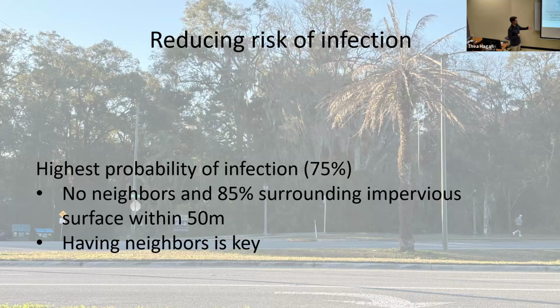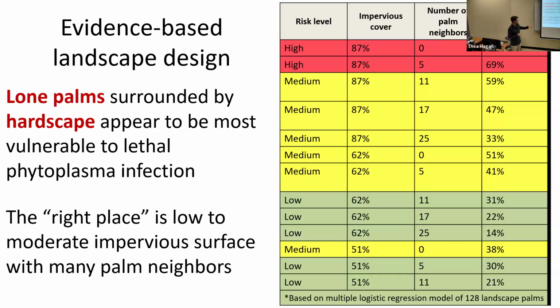So having neighbors is critical for reducing risk of infection. A lone palm surrounded by hardscape seems to be the most vulnerable. So the right place for a palm in Florida right now seems to be low to moderate impervious surface around it and as many neighbors as they can have.